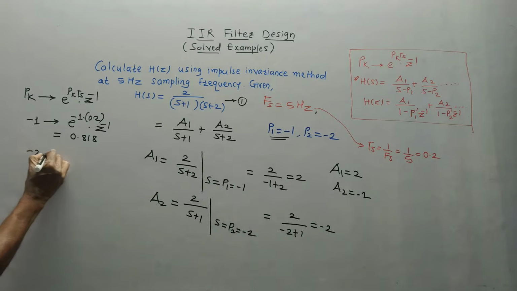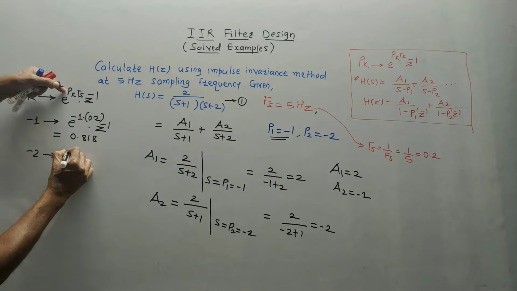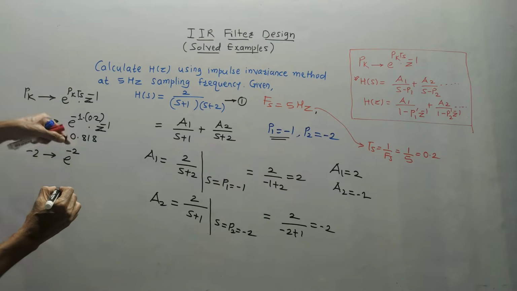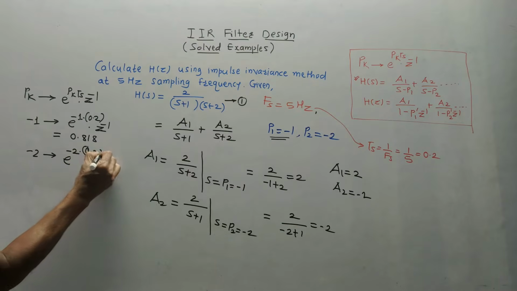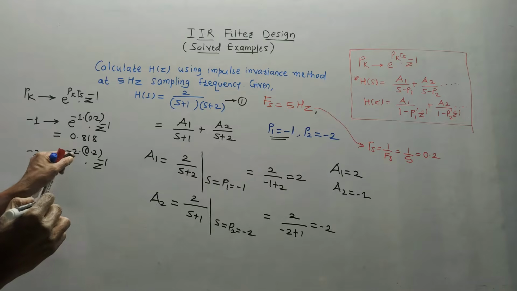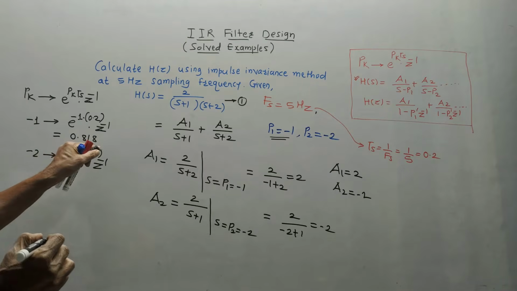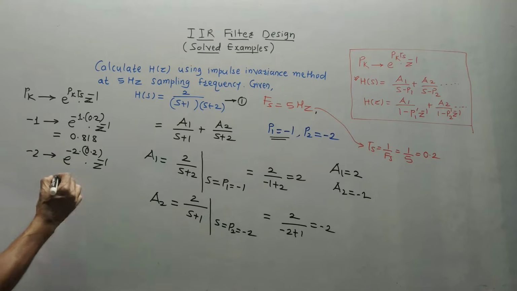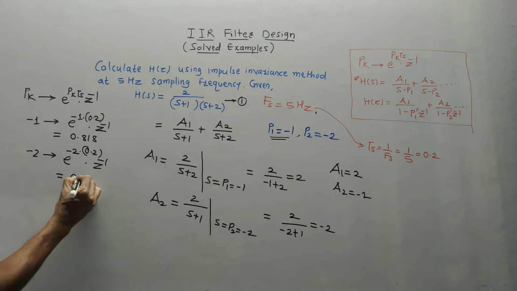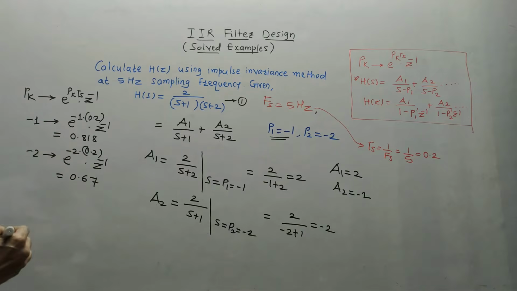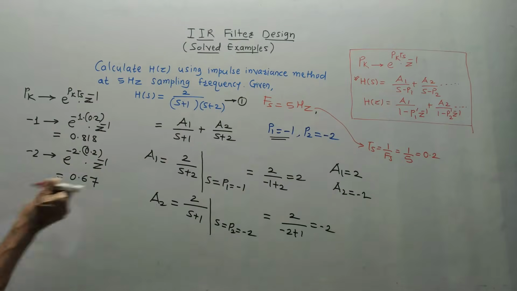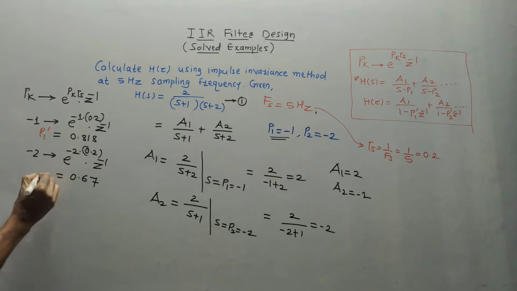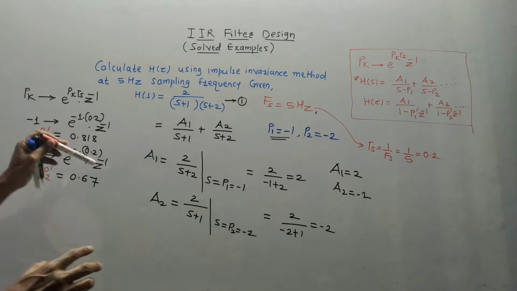In the same way, using the same formula, I have to transform the second pole into the digital domain. So minus 2 can be transformed like this, e raised to, look at this equation, in place of pk I am putting p2, that is minus 2 into Ts, Ts is 0.2, into z raised to minus 1. So it is e raised to minus 2 into 0.2, e raised to minus 0.4. Again I will do the calculation on the calculator, so this value will be 0.67. These new values, whatever we calculated by this transformation formula, are denoted by P1 dash, and the second value is denoted by P2 dash.